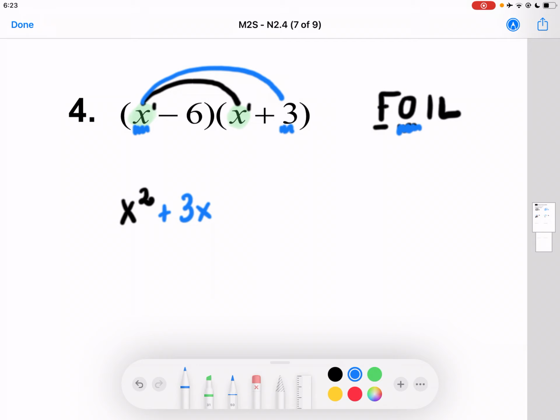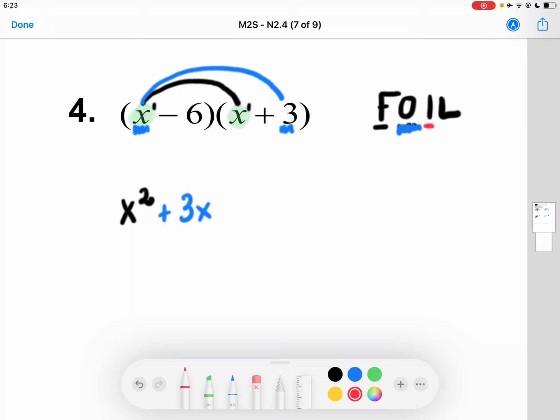Then we do the insides. So the inside numbers would be this -6 and that x. So notice you keep the negative with the 6. So -6 times x is -6x. And then last but not least, we do our lasts. So this -6 times the 3, -6 times 3 is -18.